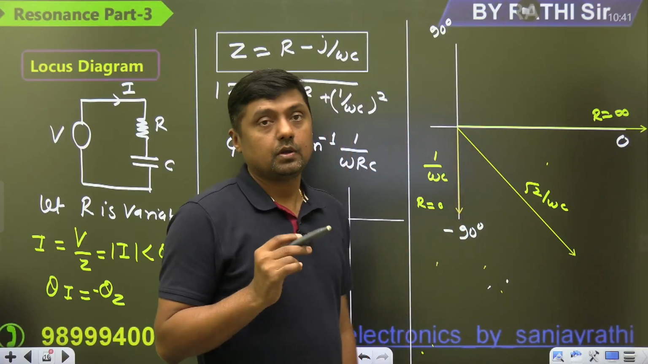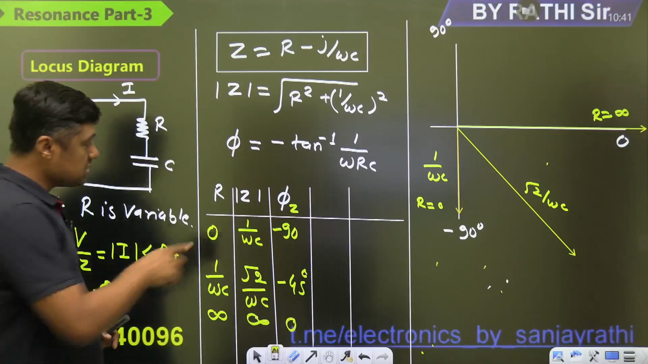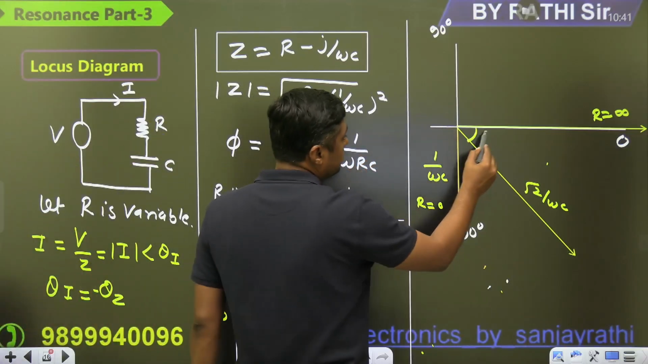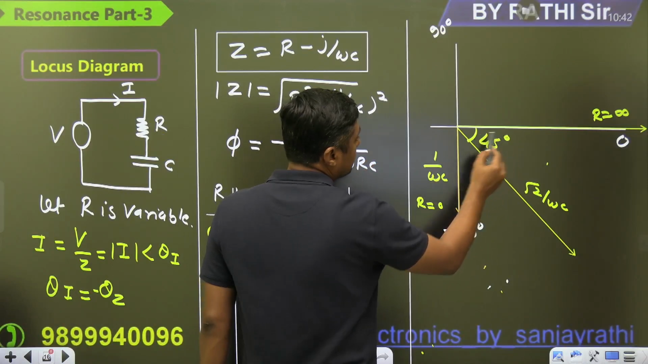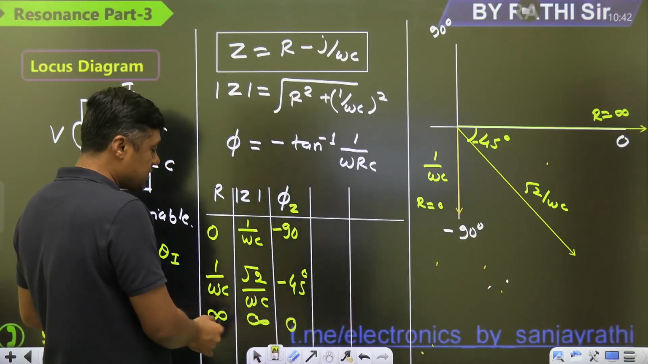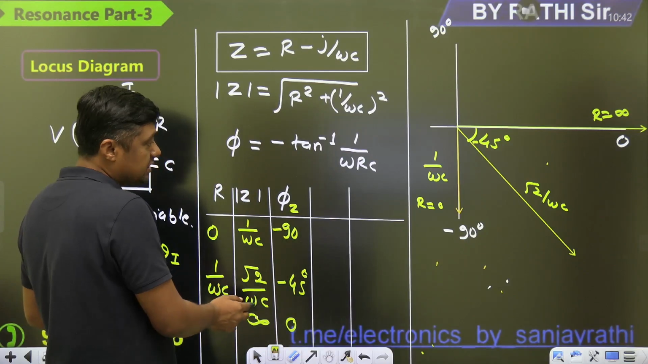And that's why we are representing what? Admittance. So that is the phasor. Watch this. What is the angle? Minus 90 degree. What is the angle here? Minus 45 degree. And what is the angle? 0 degree. This is the angle 0 degree. And what is the length of the phasor? Infinity when R is infinity. What is the length of the phasor? Root 2 by omega c.